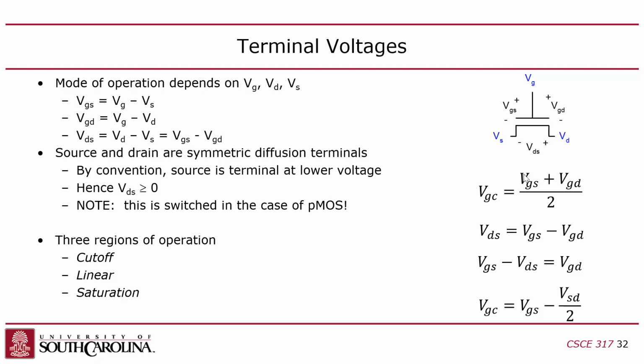They're symmetric. So let's see: gate source, gate drain, and then the drain source. Try not to get confused here. These two have the gate: gate source, gate drain. This is drain source, which is the voltage of the drain minus the voltage of the source.